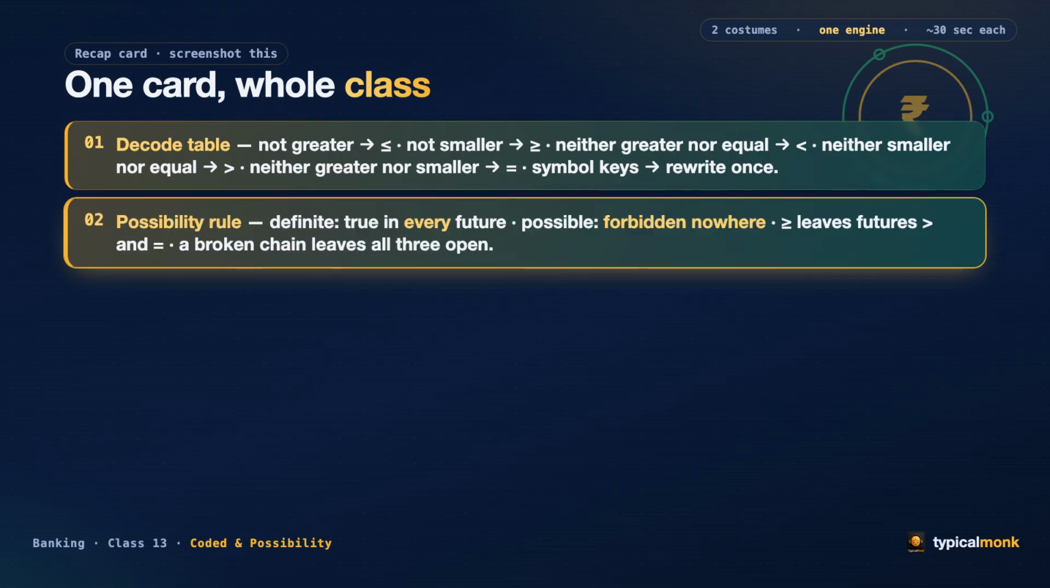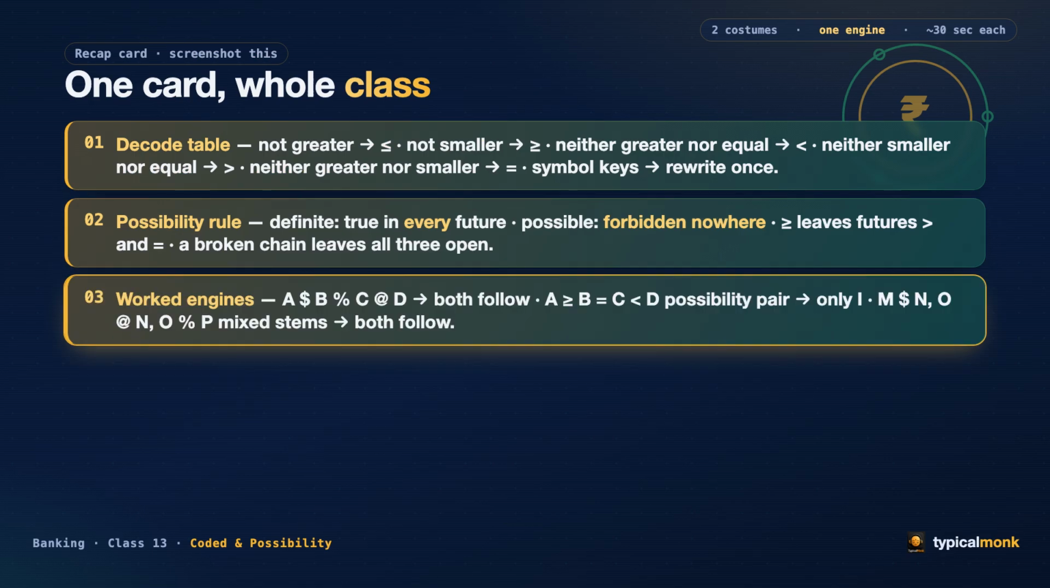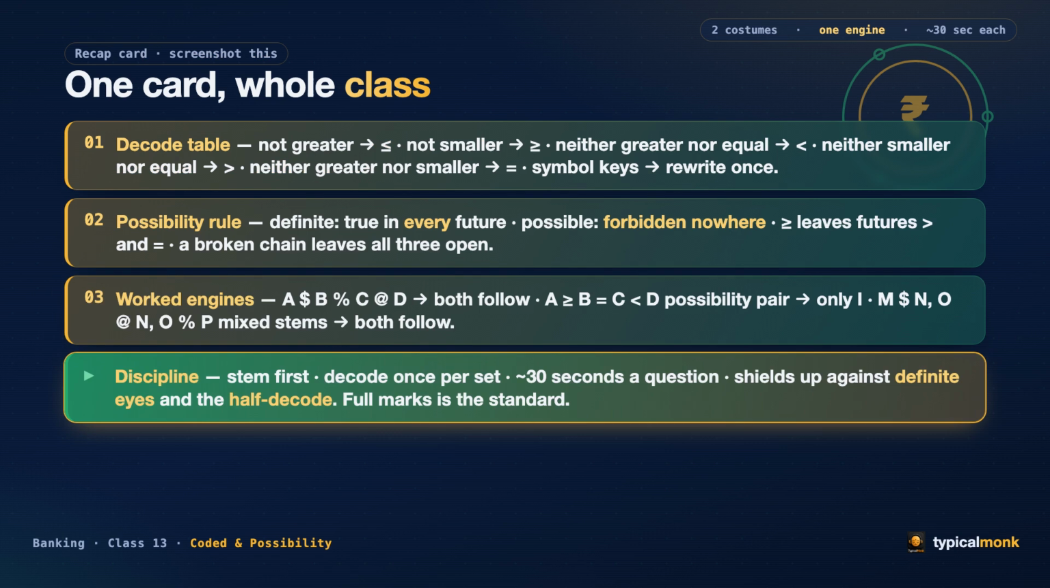Block 2, the possibility rule. Definite, true in every future. Possible, forbidden nowhere. Greater than or equal to leaves two futures: greater than and equal. And a broken chain, all three futures open. Block 3, the worked engines. A $ B % C at the rate D. Both follow. The A greater than or equal to B, equal to C, less than D possibility pair. Only one. And the N O at the rate N O % P mix stems. Both follow.